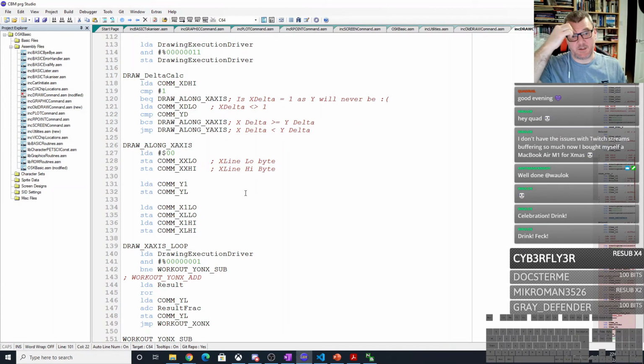So what we need to do now is, if x is bigger than y, we divide y by x. If y is bigger than x, then we divide x by y. Get it right, John. If x is bigger than y, then we need to divide y by x. If y is bigger than x, then we need to divide x by y.